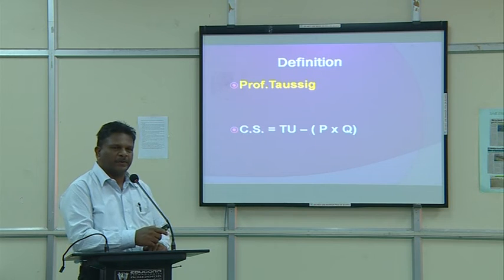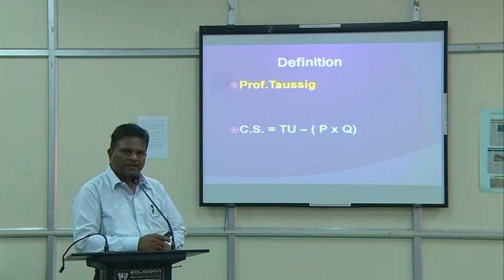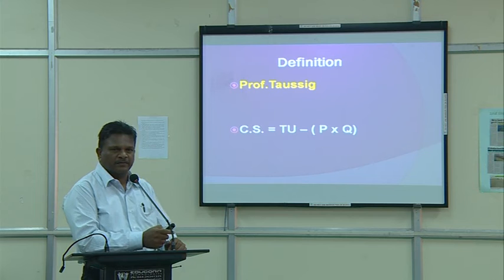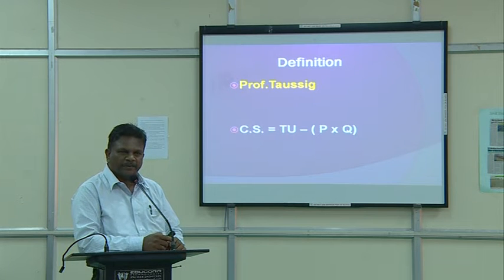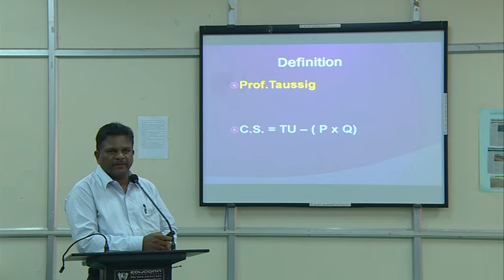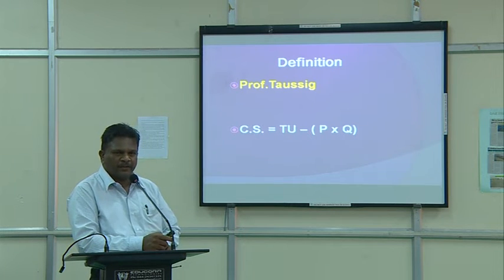What is consumer surplus? It means the difference between the imaginary price and the actual price in the market. In the words of Professor Tassi, the concept of consumer surplus means the difference between the potential price and the actual price in the market. What is potential price? The potential price means the total money the consumer is willing to pay for a particular commodity. Actual price means what the consumer actually pays for a particular commodity.